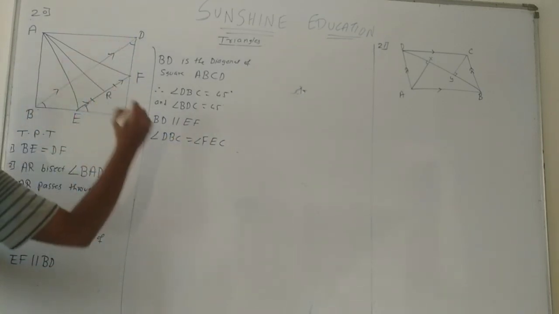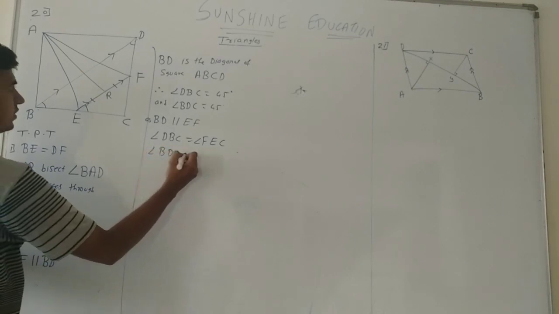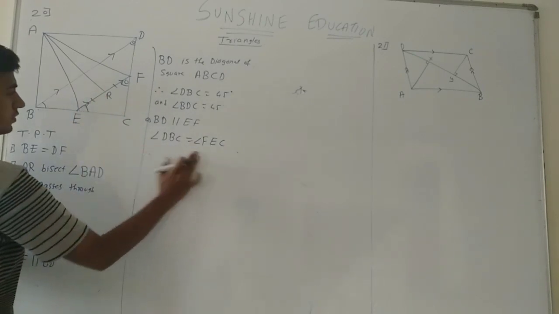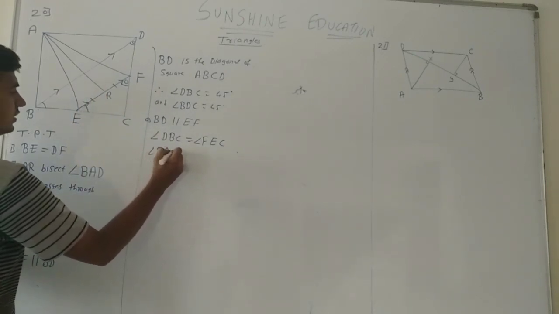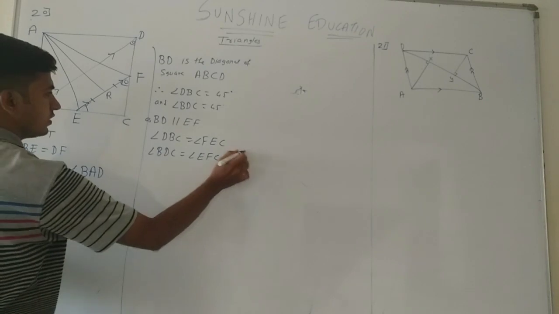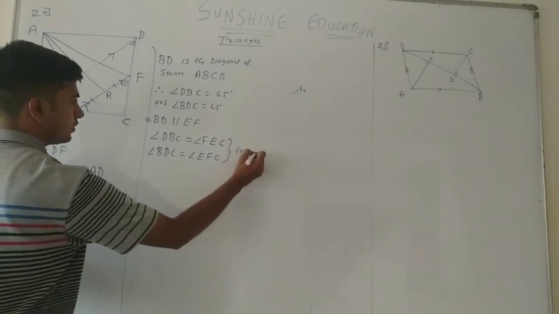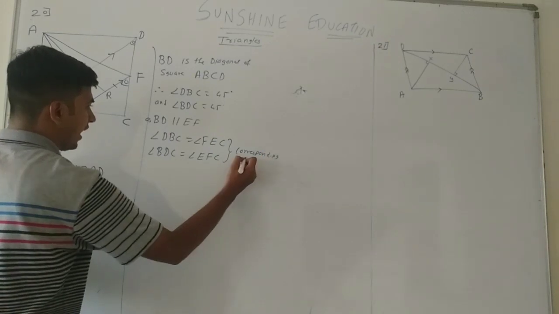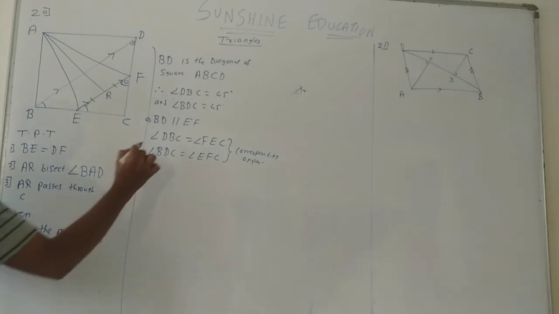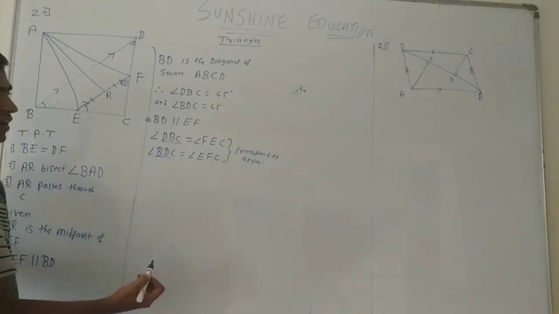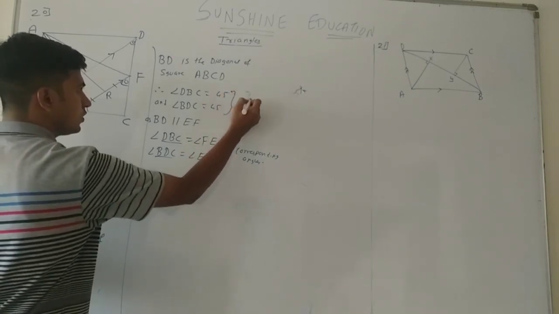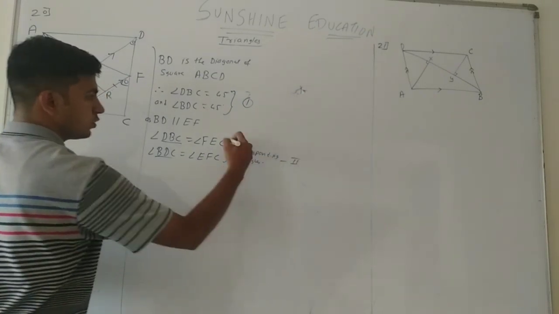and BDC, this angle will be equal to this angle. BDC is equal to EFC. The reason will be corresponding angles. So we know that DBC and BDC are 45, 45. Therefore, I am giving this equation number 1, and I will give this one as number 2.